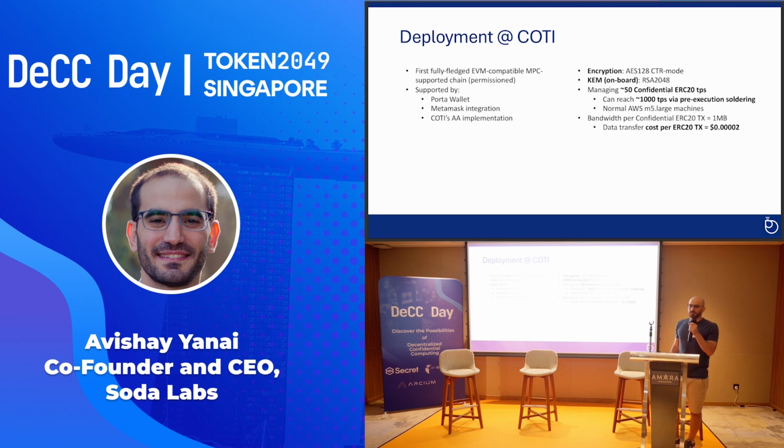And right now we're experimenting on much weaker machines. Those are already weak machines, but we are experimenting on much weaker machines. And it runs just fine. We don't need special hardware or anything. Bandwidth per confidential ERC20 is about 1 megabyte. And if you calculate the monetary cost of this, you get something very close to 0, which is going to reduce even more.